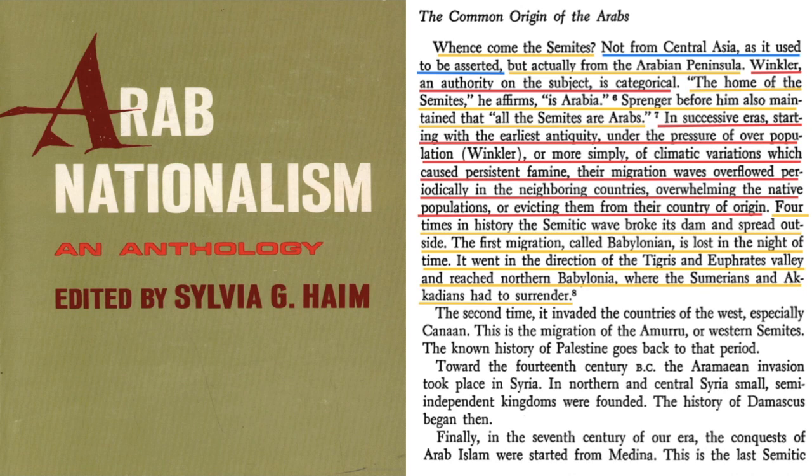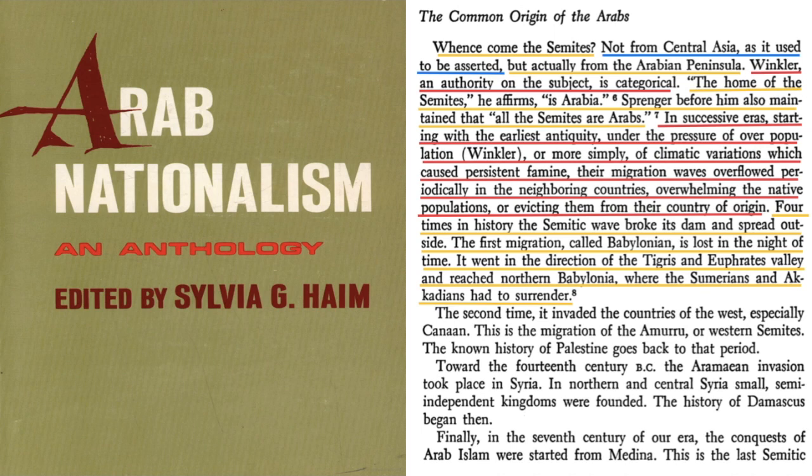"In successive eras, starting with the earliest antiquity, under the pressures of overpopulation, or more simply, of climatic variations, which caused persistent famine, their migration waves overflowed periodically into the neighboring countries, overwhelming the native populations or evicting them from their country of origin. 4 times in history, the Semitic wave broke its dam and spread outside. The first wave, called Babylonian, is lost in the night of time. It went in the direction of the Tigris and Euphrates Valley and reached northern Babylonia, where the Sumerians and Akkadians had to surrender."